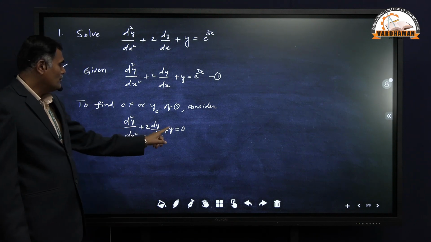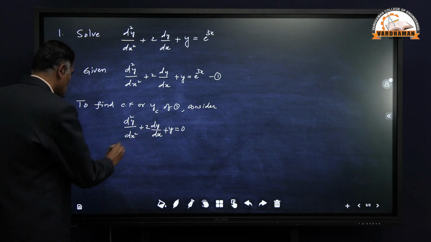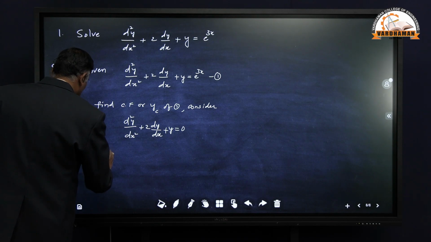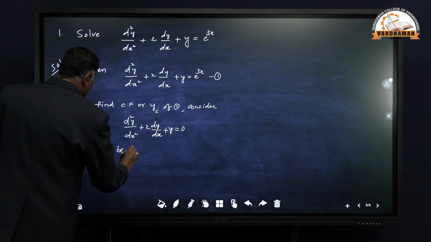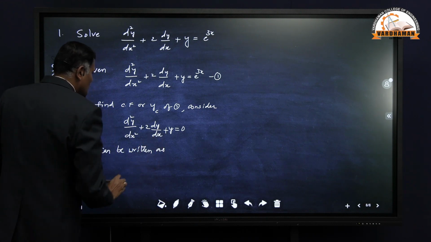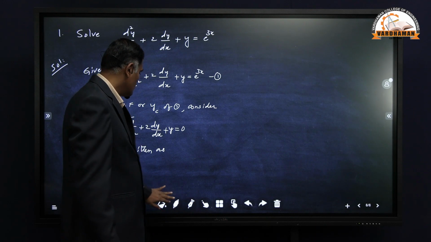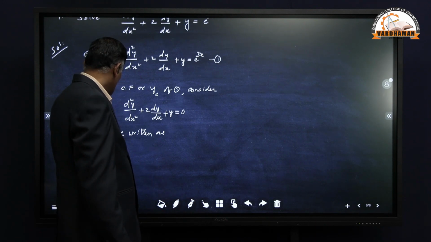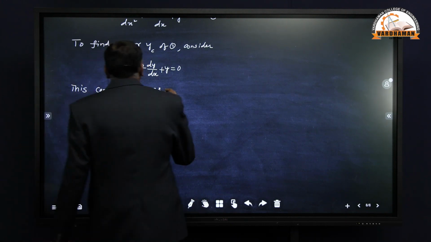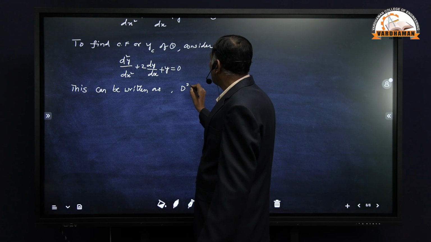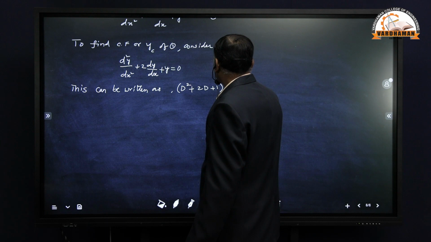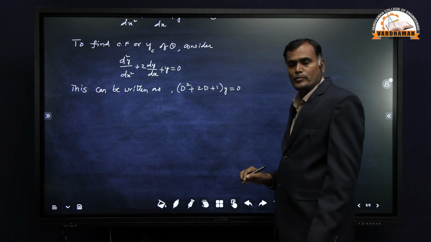Let us write like this. Now write down this differential equation in operator form. The given differential equation can be written in operator form as like this.